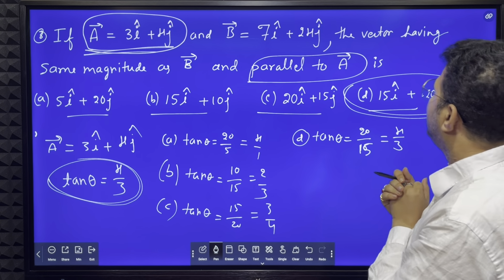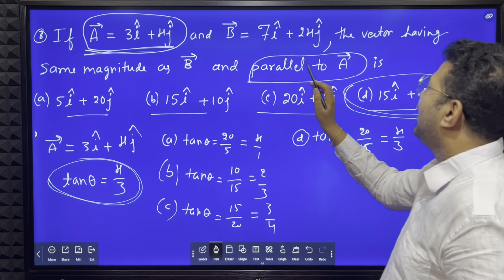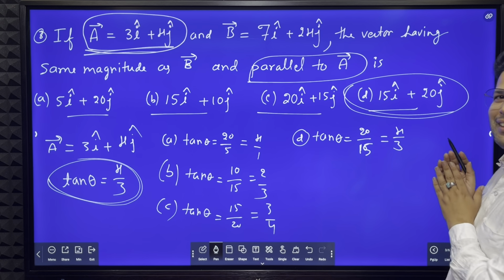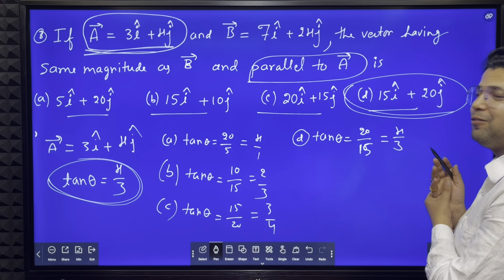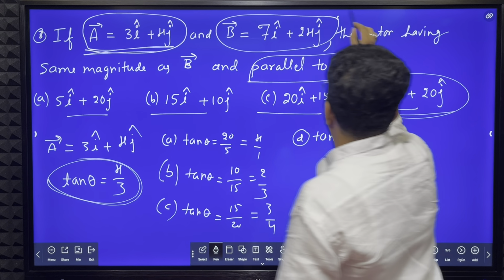Okay, what we have to find out? We have to choose a vector having same magnitude as B and parallel to A. So option D itself is the answer. We don't have to find the magnitude of B. But still, how to find magnitude of B?